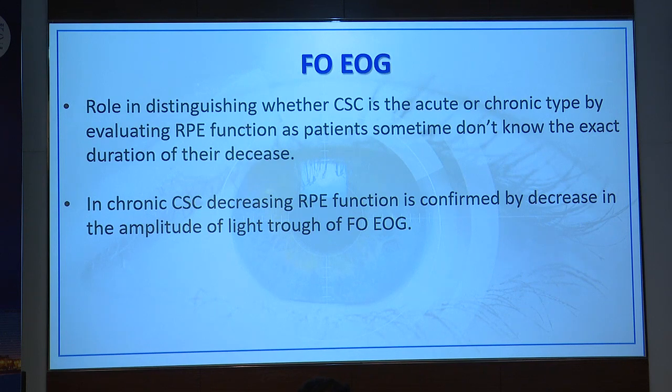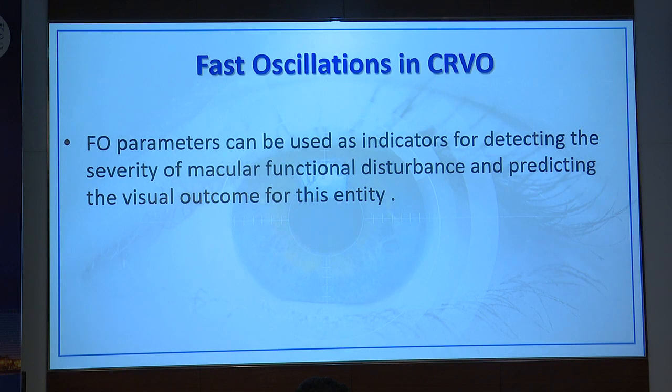What is its importance? It has a role in distinguishing whether CSC is acute or chronic type, because many a times the patient doesn't know the exact duration of the disease. In chronic CSC, decreasing RPE function is confirmed by decreasing amplitude of the light trough of FOEOG. And FO parameters can be used as indicators for detecting the severity of macular dysfunction, functional disturbance, and predicting the visual outcome for this entity.